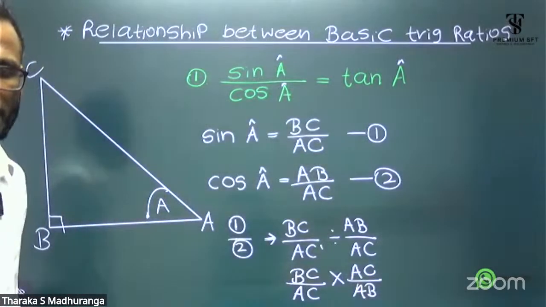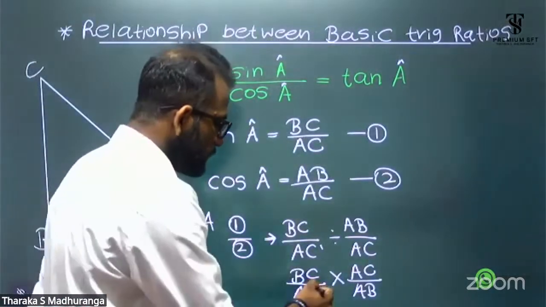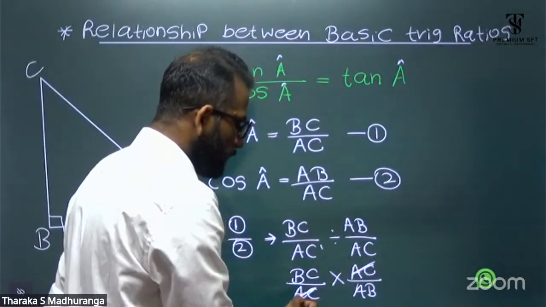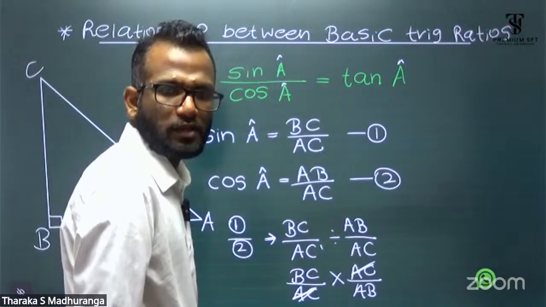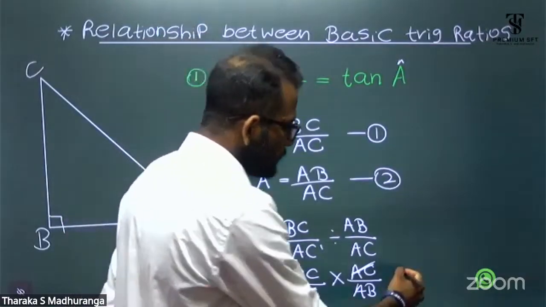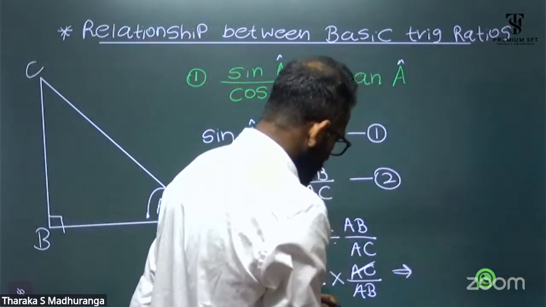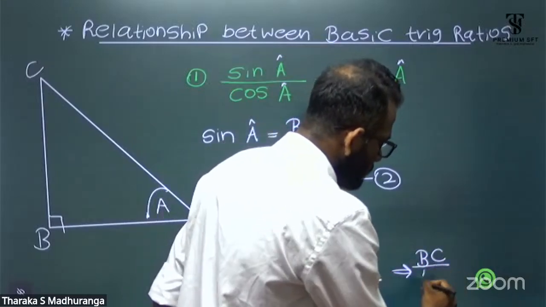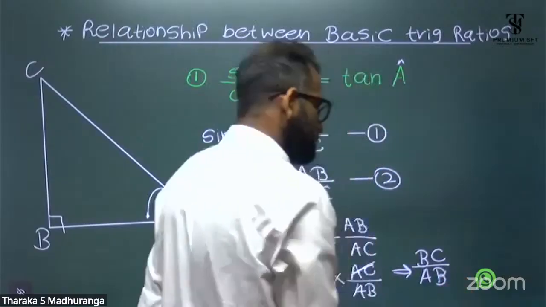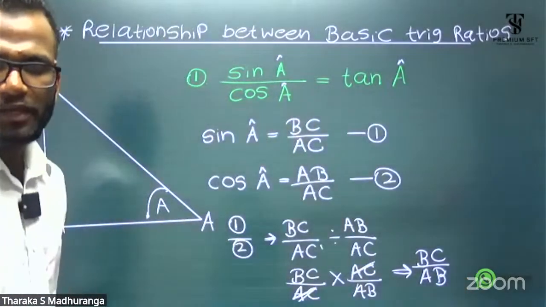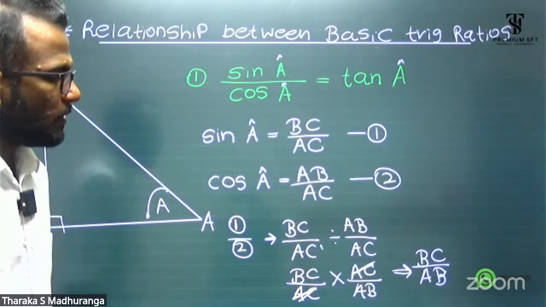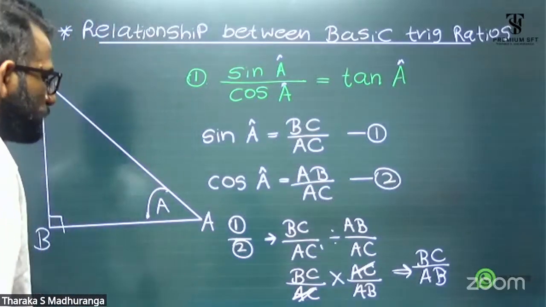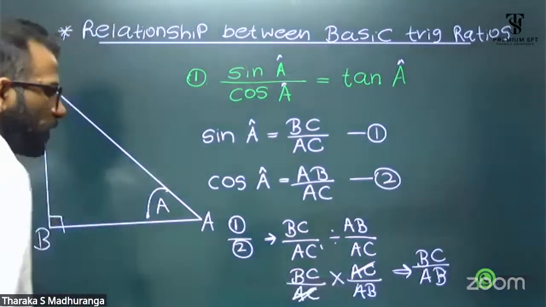Now what happened? AC and AC cancel out because they are the same value. The answer is BC over AB. BC over AB is my answer.